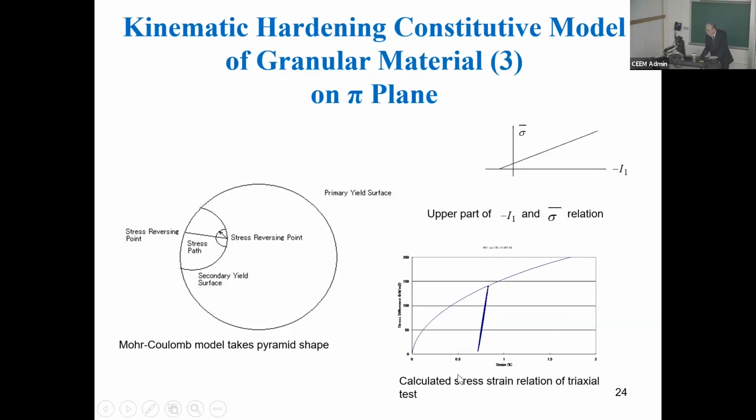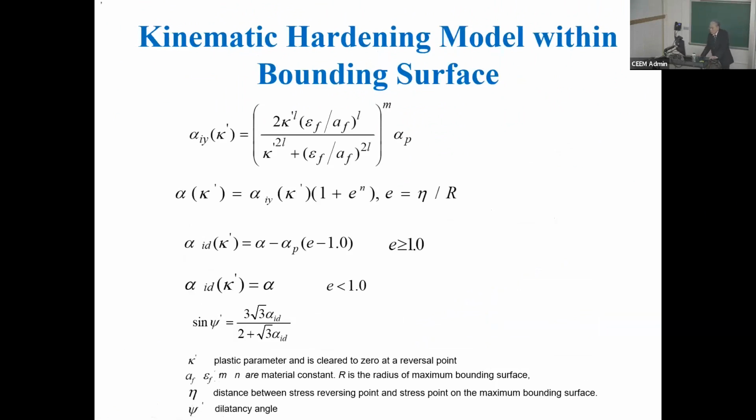Just show the calibrated stress strain relation for the reaction test. First, primary yield surface, and then unloading. Plasticity is included in the unloading case, and reloading, and then primary yield. Anyway, in this kinematic hardening model within the bounding surface, these parameters are rather difficult. So it is not easy to apply to practical problems.